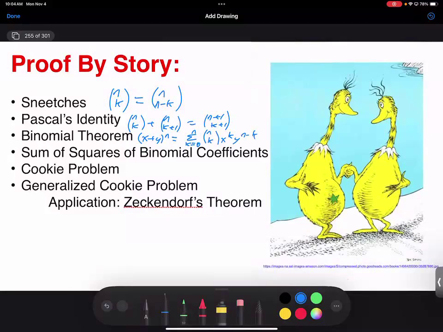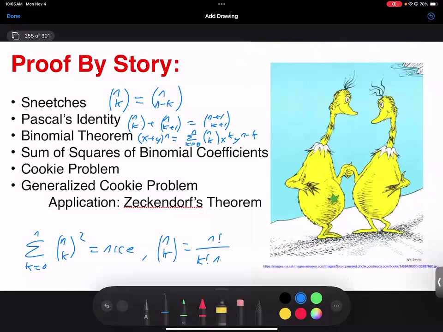And then there are some other ones: sums of squares of binomial coefficients. The sum, k goes from 0 to n, of n choose k squared is actually nice. And then the cookie problem: how many ways can you divide C cookies among P people? And then there are applications to solve for stuff like this. And of course, n choose k is n factorial over k factorial times n minus k factorial.